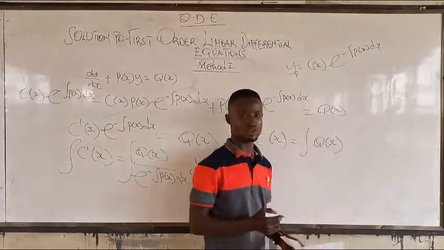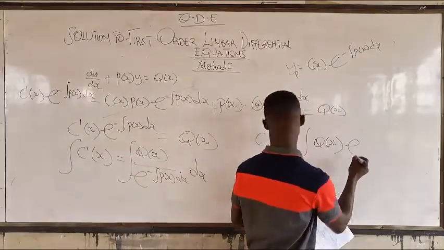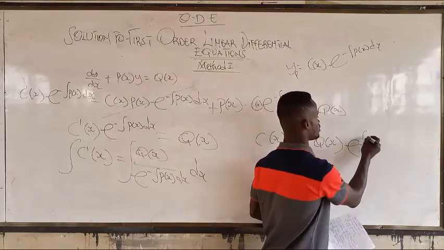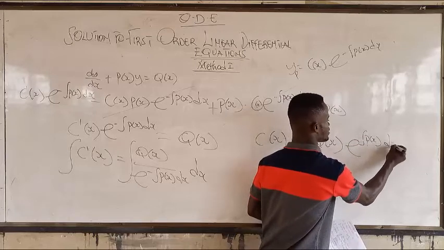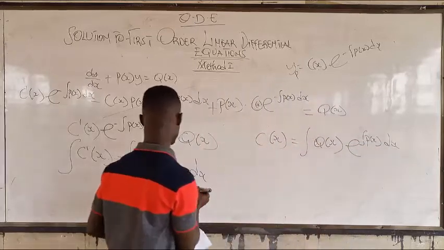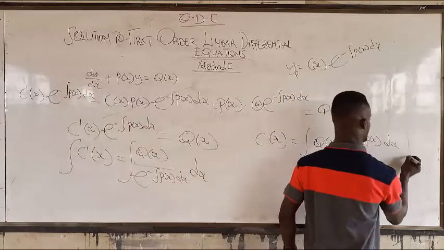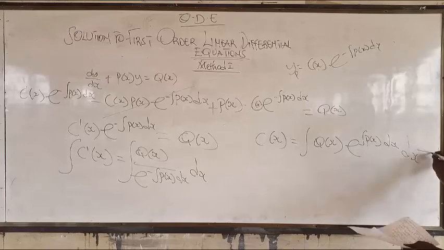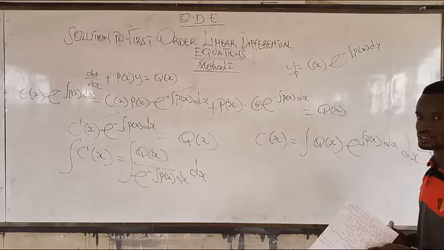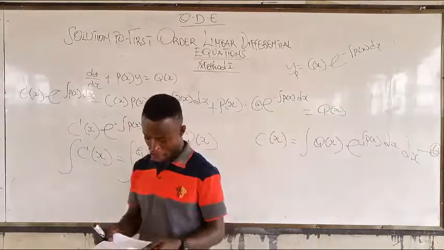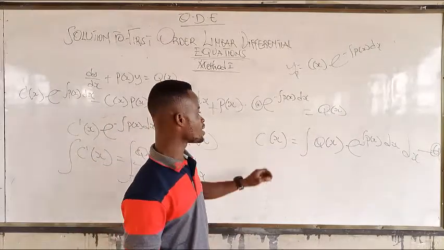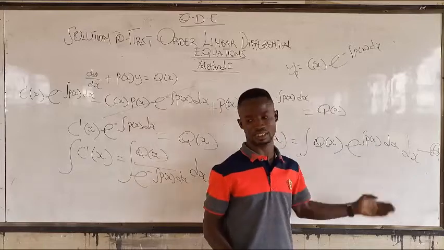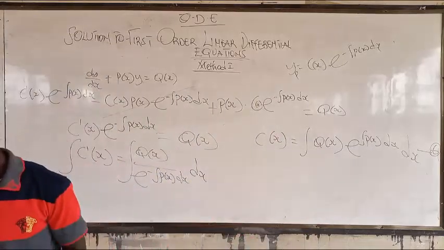So we are going to get integral of Q of S, no more negative, but e raised to P of S dx, then the last part, that is dx. We are going to name this equation 6. So we have C of S to be equal to this. You see, you can't integrate this bunch of stuff, so leave it like that.